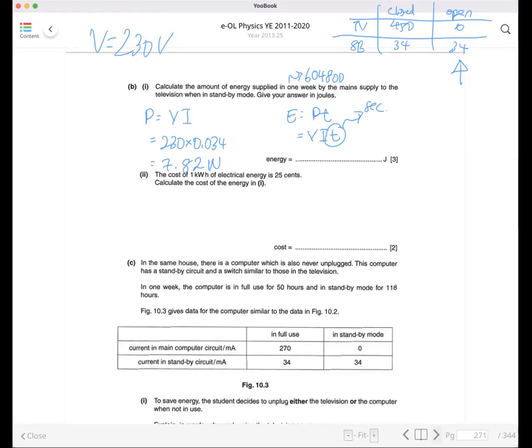Okay, Beiguan, you go and try. So from here, can you find your energy? You know that the time is 604,800 seconds. You know that the P is 7.82 watts. So what's the total amount of energy being used? Okay, Beiguan, try again. Okay, Yu Ting, try part 2.